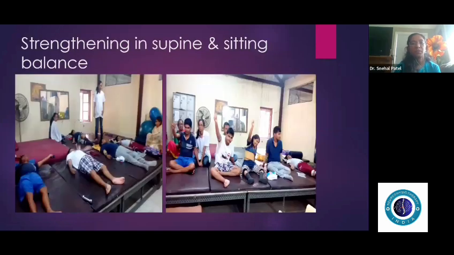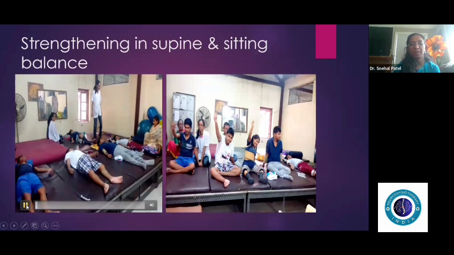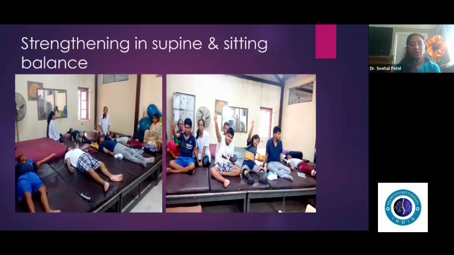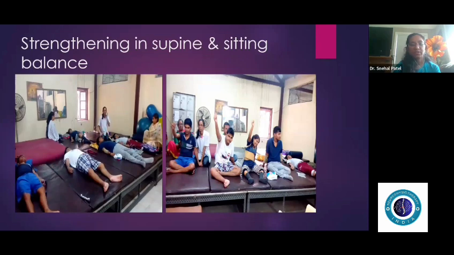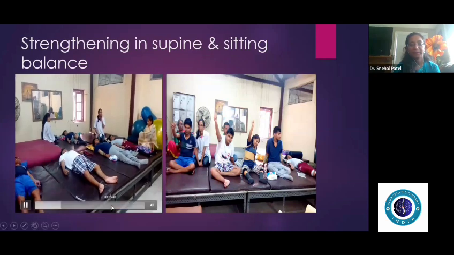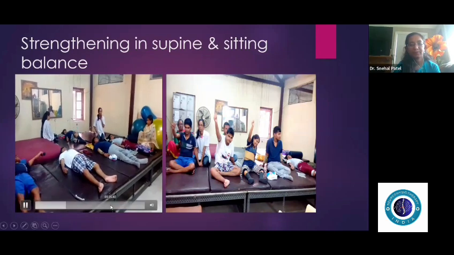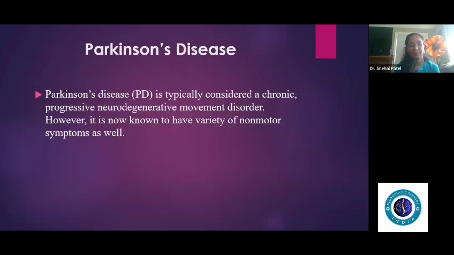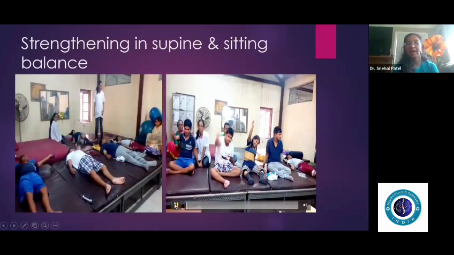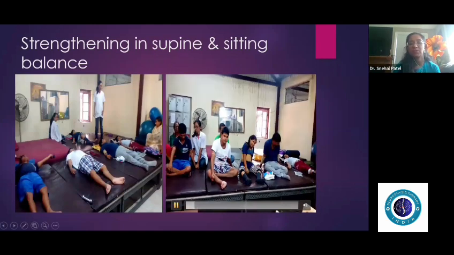The strengthening in the supine and sitting balance. So with the quadriplegic you can give dumbbells or the active movements. So they are doing shoulder abduction and adduction. This is also important, like the sitting balance, and they will do the upper limb strengthening.